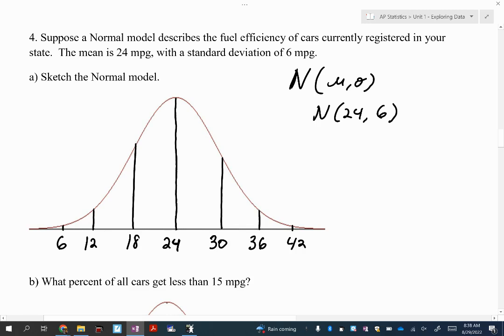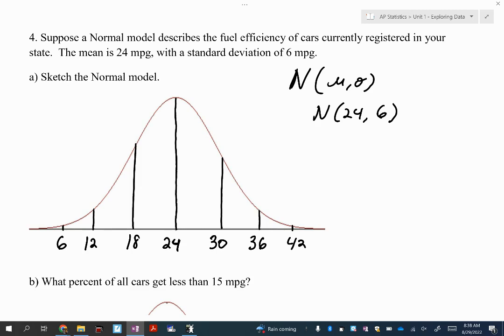Okay, so I'm not asking you to write the sentence here, but you've had practice writing the sentence where we're saying that according to the normal model, 68% of all the cars registered in our state, we would expect them to have between 18 and 30 miles per gallon for their fuel efficiency. 95% of those cars we'd expect to have between 12 and 36 miles per gallon, and then 99.7% of all the cars we would expect to be between 6 miles per gallon and 42 miles per gallon.